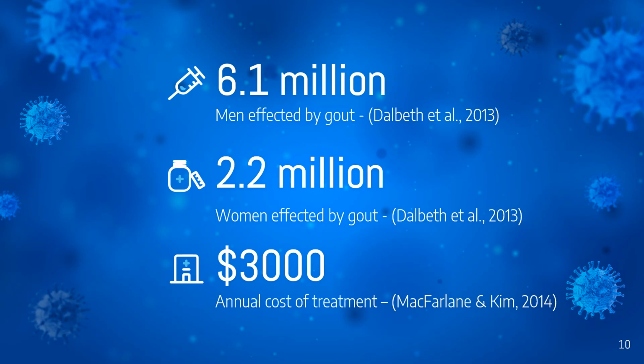As I said before, millions of people are affected by gout, but to break it down even more, according to Dalbeth, 6.1 million men are affected by gout and 2.2 million women are affected by gout. And the annual treatment cost is $3,000, but without insurance and depending on where you live, it can easily be higher.